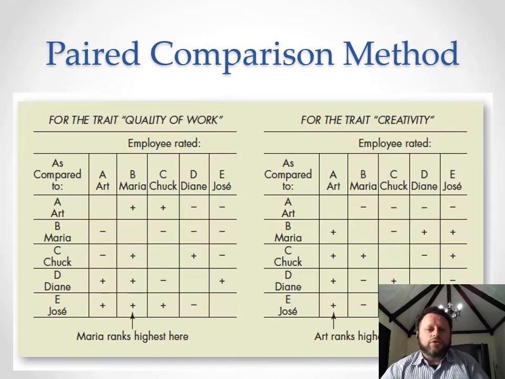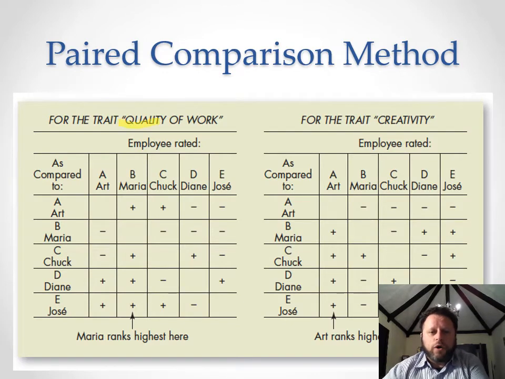So an example would look like this. Let's say for quality of work, and we have 5 people, right? Art, Maria, Chuck, Diane, and Jose. Those are our 5 names. And we have the same 5 on the top. And obviously we cannot compare Art to himself, but we can compare Art to Maria. Who's better? Art is better. Compared to Chuck, Art is better. Compared to Diane, Diane is better. Art is worse. Compared to Jose, Art is worse.